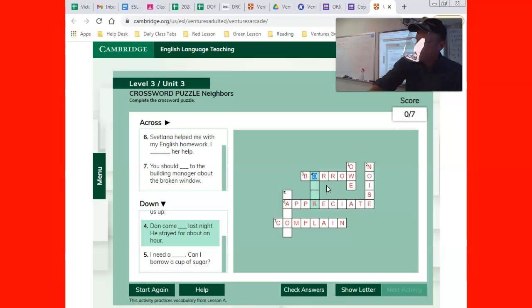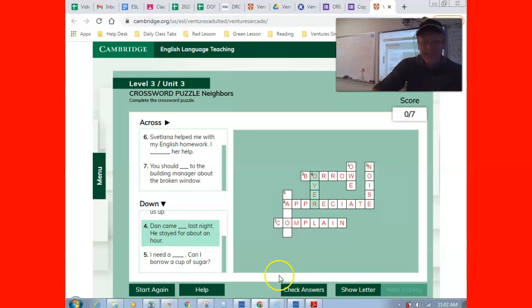I'm going to give you another letter. That's a tough one. Over. Over. Good job. That's so hard. Yeah, it's over. O-V-E-R. He came over last night. He stayed for about an hour. Good, good.